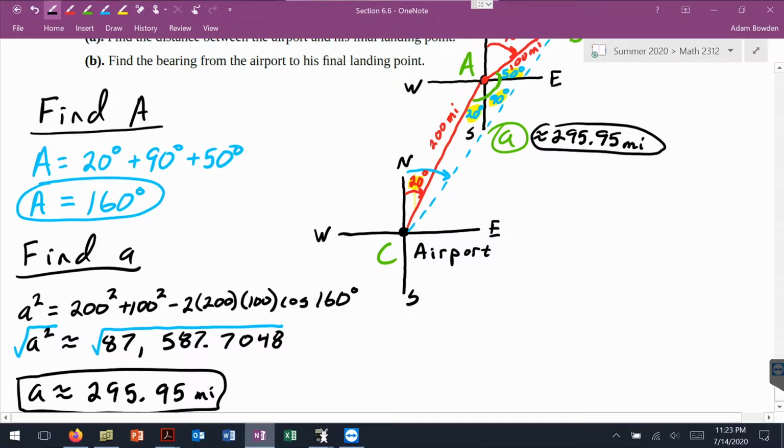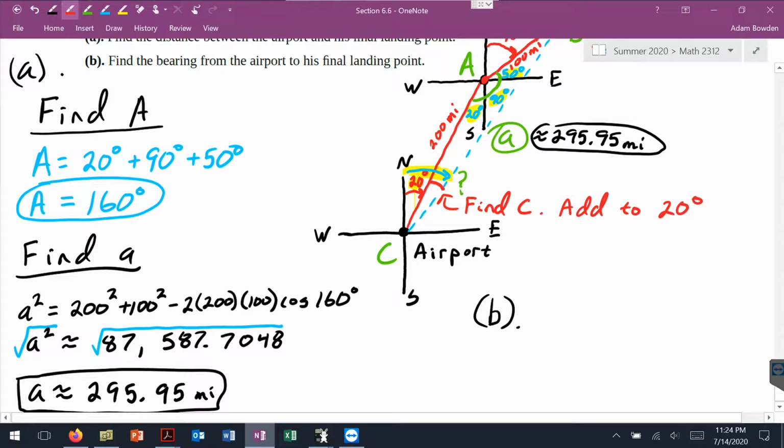Okay, now that was part A here. Part B is we want to figure out what's the final bearing from the airport to where it landed. So what we want to do is find this angle between north and the final line direction over to where it landed. So how do we figure that angle out here? Well, I'll figure out the angle inside the triangle. So what we're going to do is find angle C, and then we're going to add to the 20 degrees that we already have there.